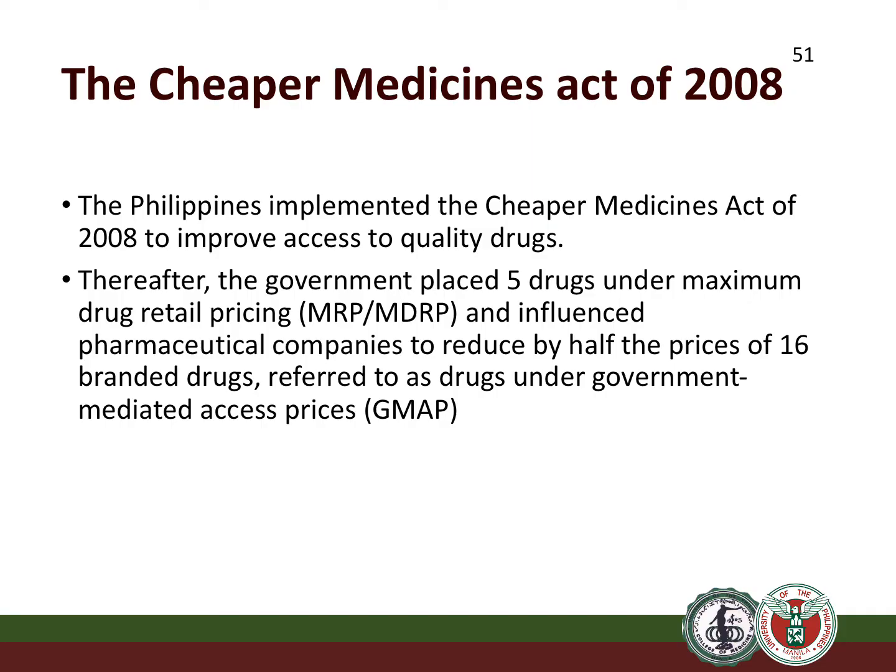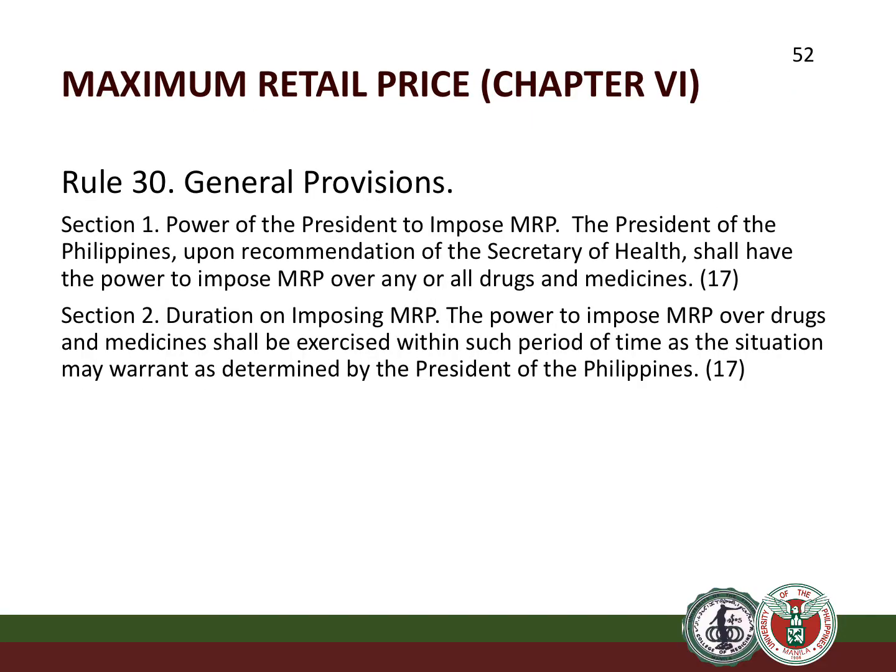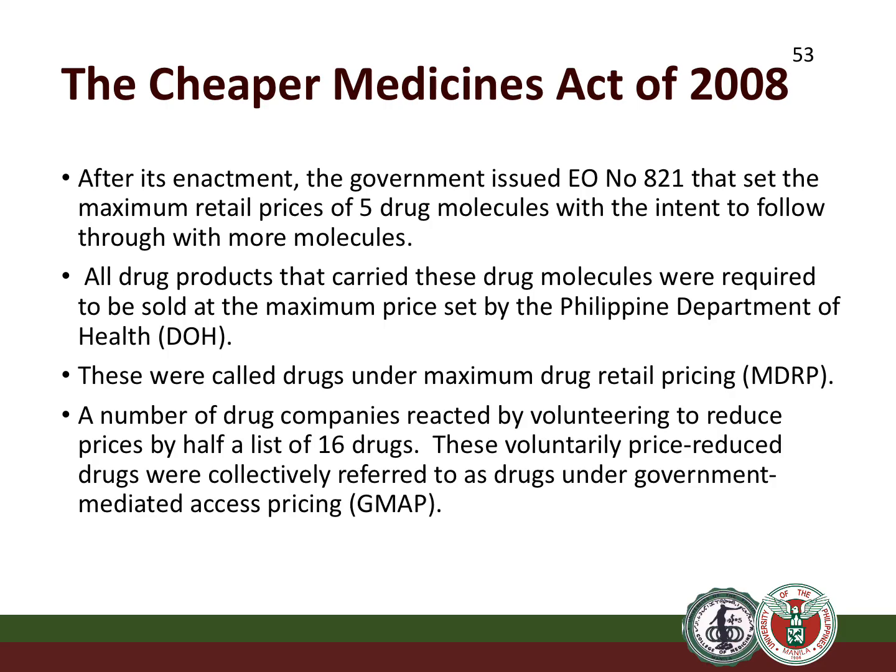So guess who the president was at that time? And so the general provisions of this maximum retail price is that the President of the Philippines has the power to impose this maximum retail price, and that the duration of the imposition of the MRP shall be within such a period as the situation may warrant, as determined by the President of the Philippines. And so after its enactment, 5 drug molecules were put under a maximum retail price. It was capped. And a number of drug companies also reacted by volunteering to reduce their prices by half.